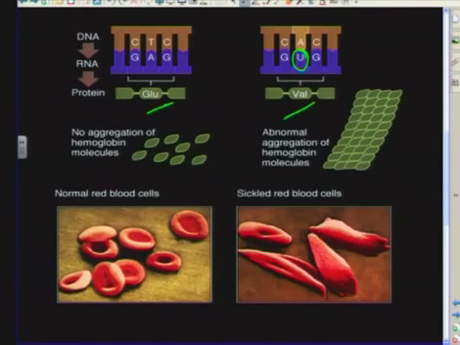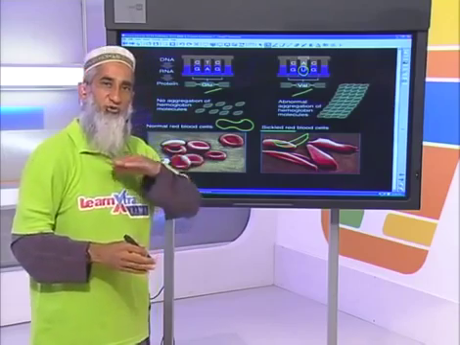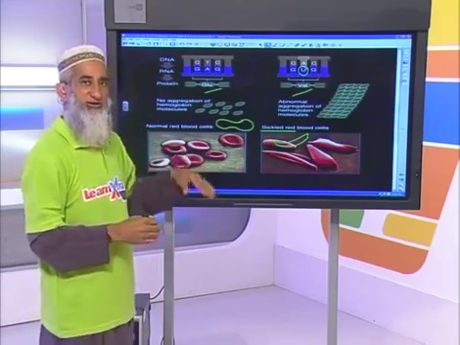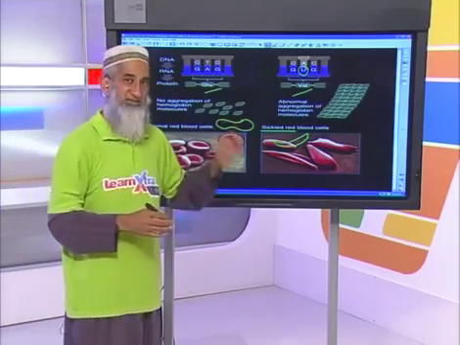And because of this, we have abnormal hemoglobin forming. And what does this do? It changes the shape of the red blood cells. Instead of being biconcave, they become sickle shaped, like a sickle. And because of this change in shape, the blood cells do not flow properly, and they cause clotting and other issues among the patients that have sickle cell anemia.